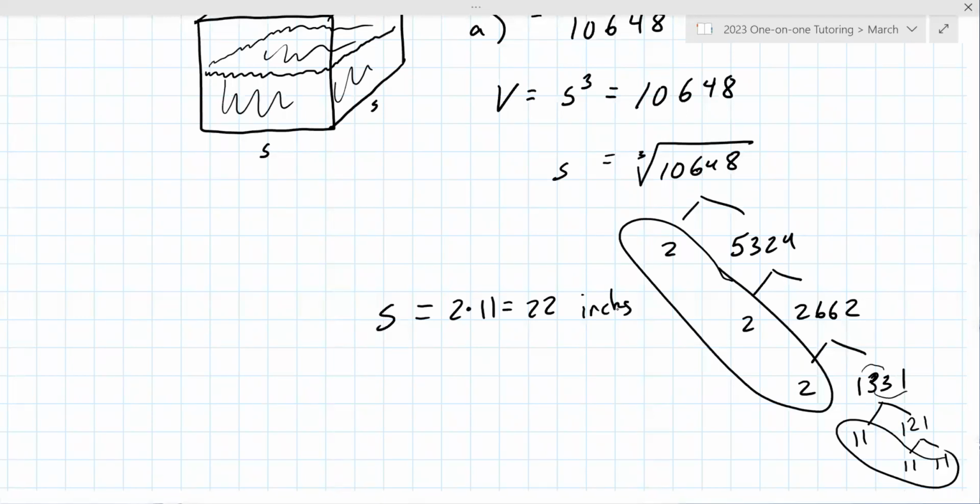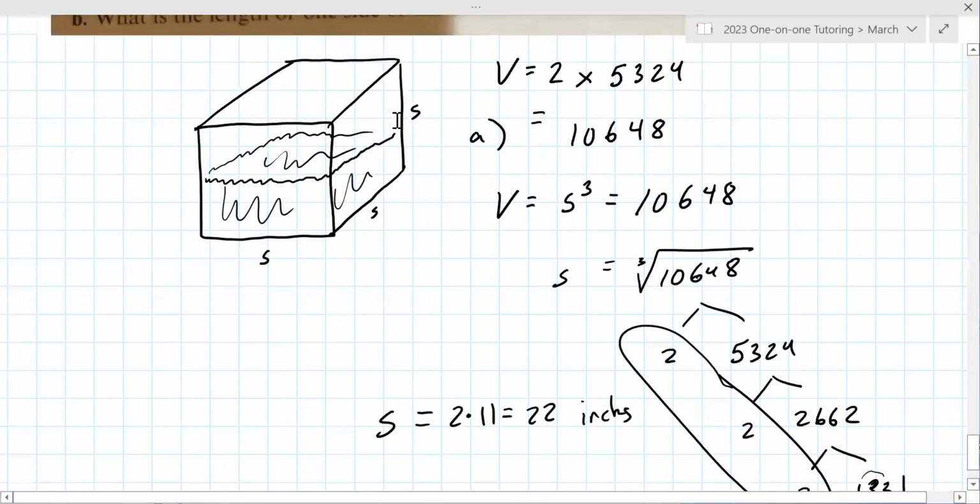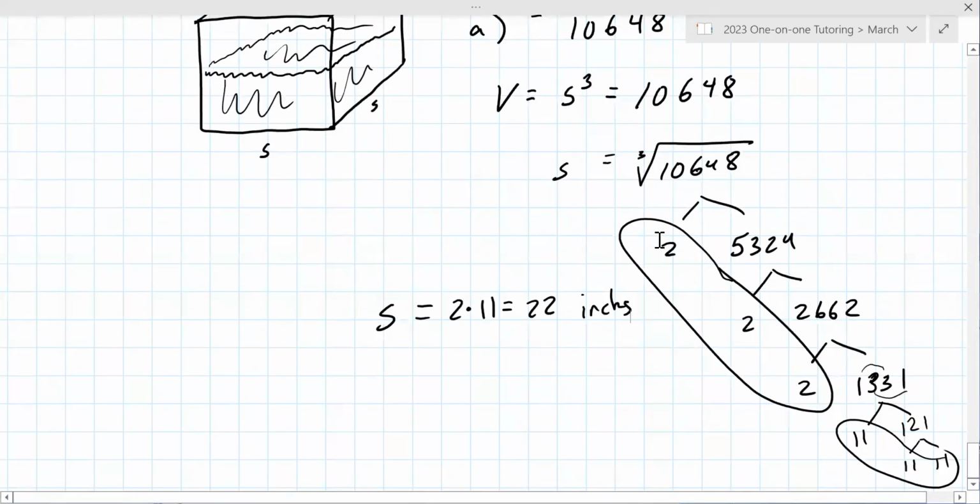That's the side length. 22 times 22 times 22 gets you back to the full volume. That's how you would undo, I guess, a square root kind of. Cube root, you look for triplets. Square root, you look for just pairs. All right. $15. Okay.